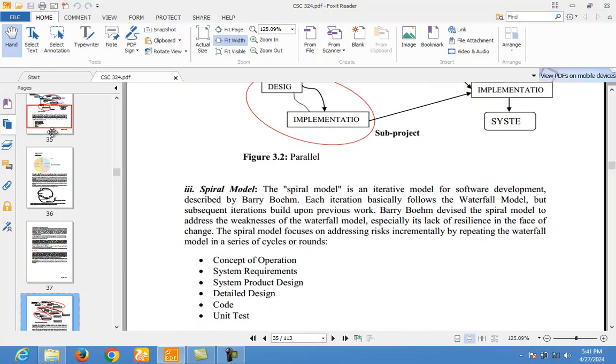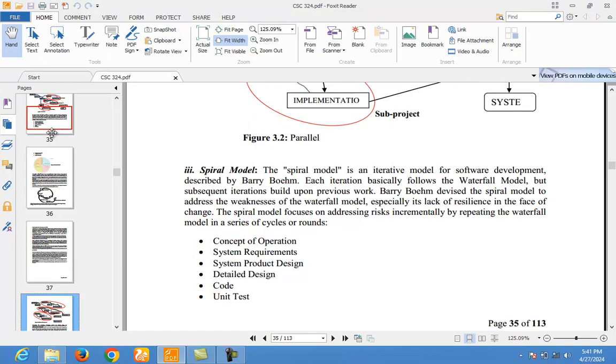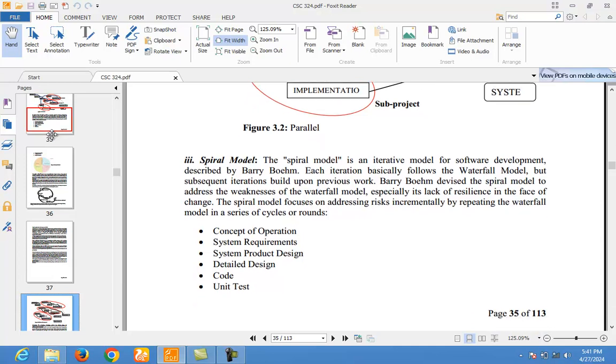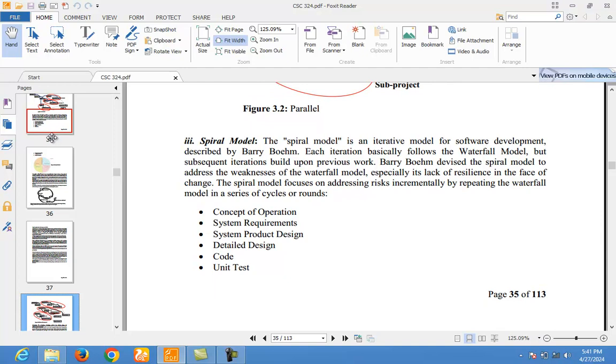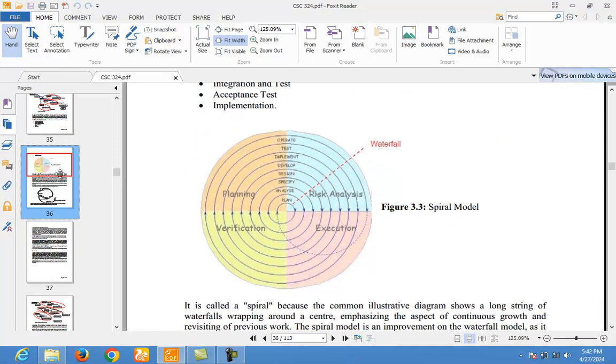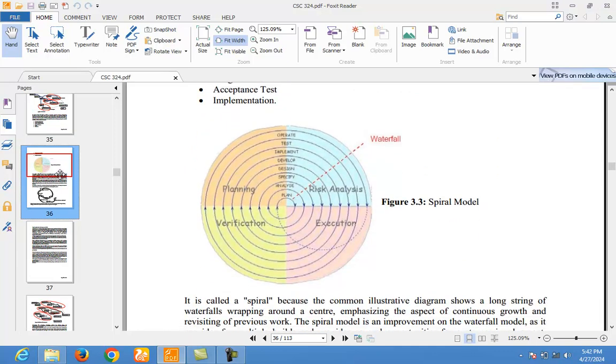Okay, so then we have the third one under structured design methodology, which is spiral. That one is a form of a cycle. The spiral model is an iterative model for software development that was described by Barry Boehm, and it has a way of addressing the weaknesses of the waterfall model, and it has the following series of cycles and rounds, such as concept of operation, system requirement, and all. See the diagram of the spiral model. You can see that it's a form of a circle.